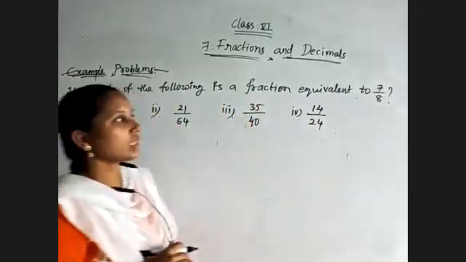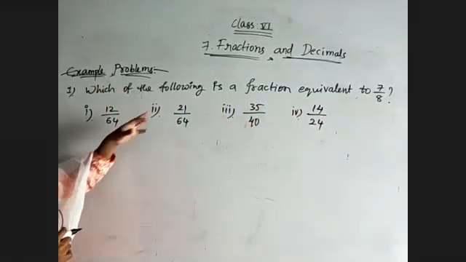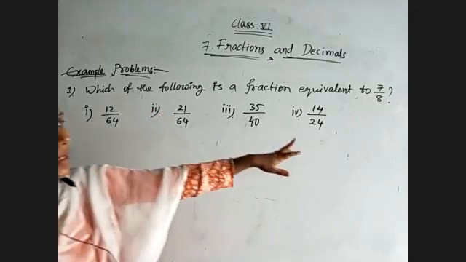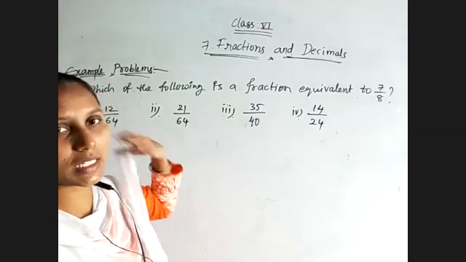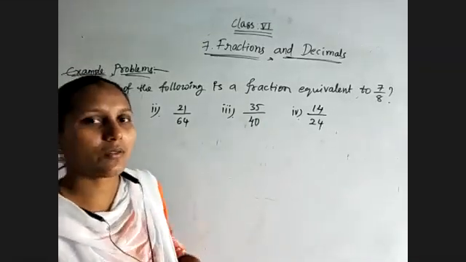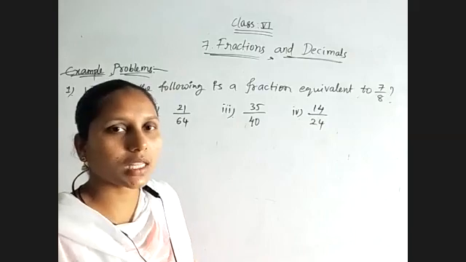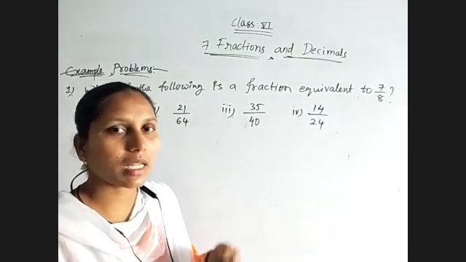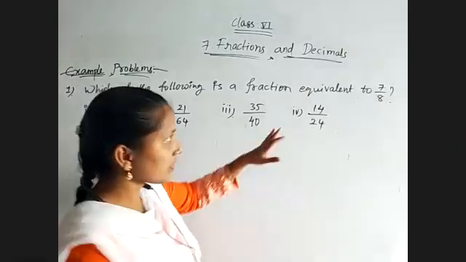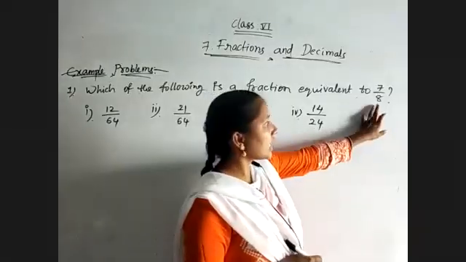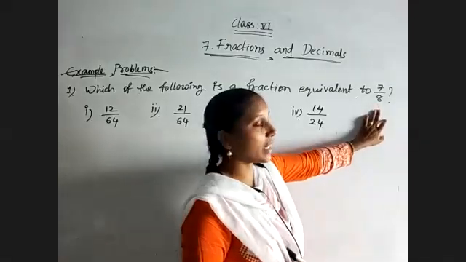Okay, now observe that. What is the question? Which of the following is a fraction equivalent to 7 by 8? We need to select which are equivalent to 7 by 8. So equivalent fractions, how are we getting them? We multiply the numerator and denominator with the same number, otherwise divide the numerator and denominator with the same number. Here observe the given fraction. It is in the lowest form, 7 by 8.